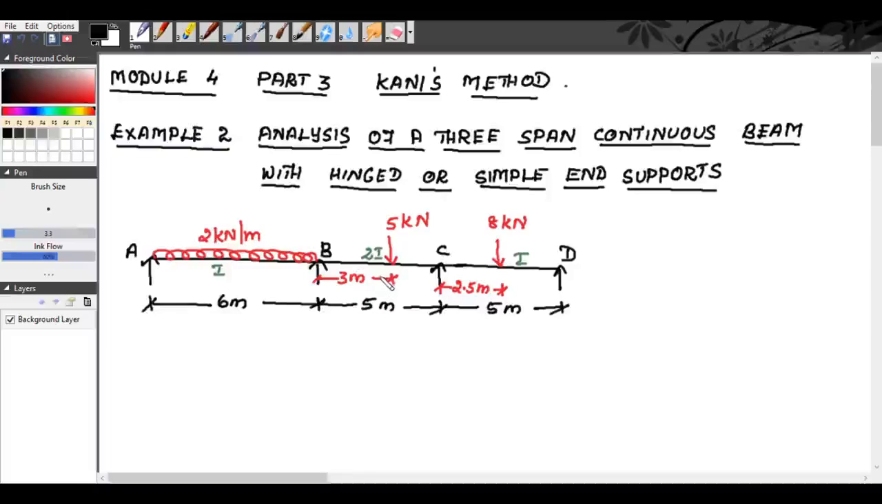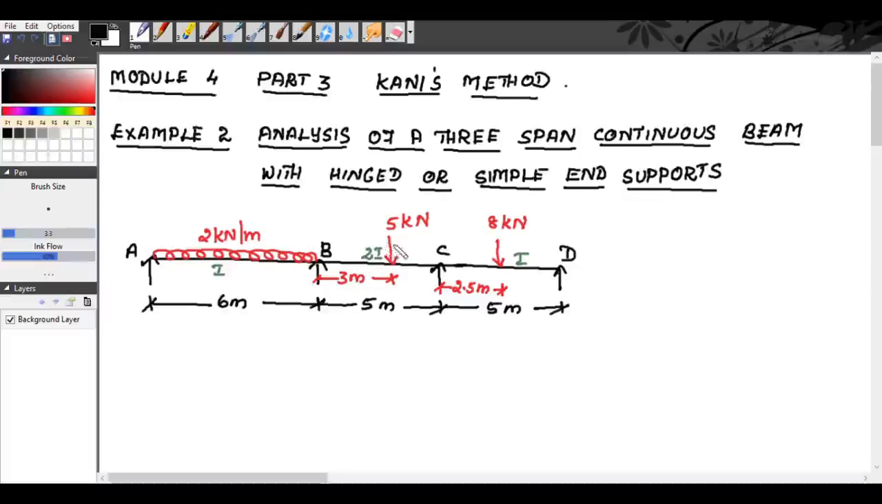The only difference is that the end supports are hinged or simply supported. In the previous problem, the end supports were fixed. So the difference of this problem from the previous problem using Kani's method: the span lengths, the moment of inertia, the loading conditions, everything is the same. In span AB you have a UDL of 2 kilonewton per meter.